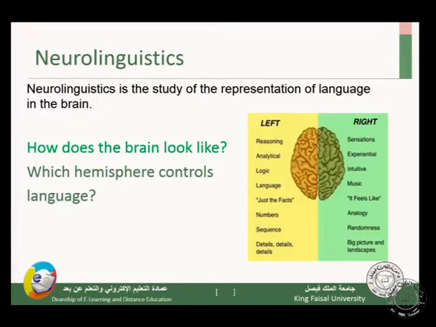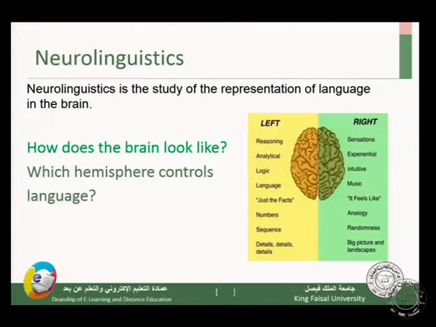Now let's look at the right side of the brain. It deals with sensations, with fear, with joy, with happiness. It deals with intuition, and it deals with experience, with music, with feelings, with analogy, with randomness, and with big images. The big image of something is represented in the right side of the brain.